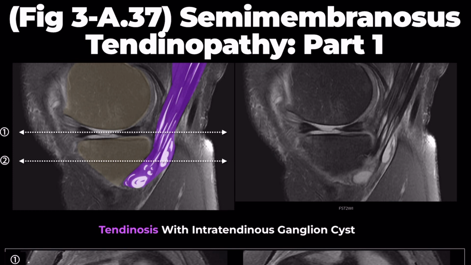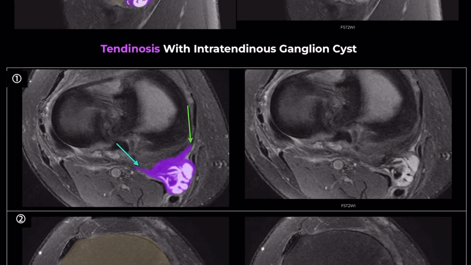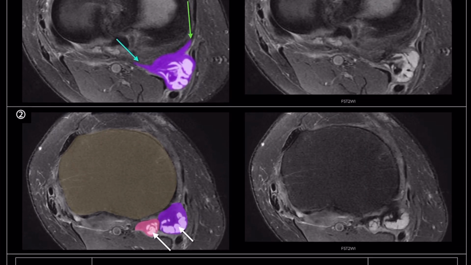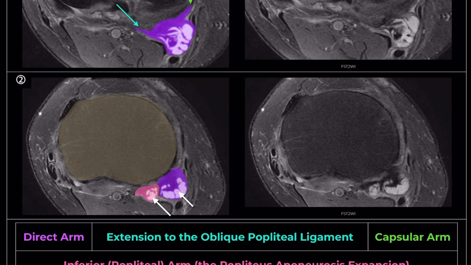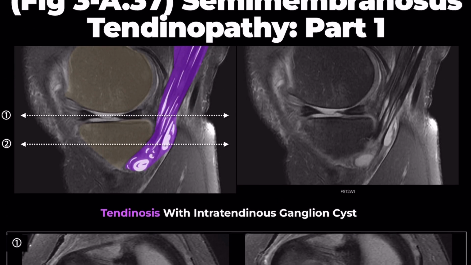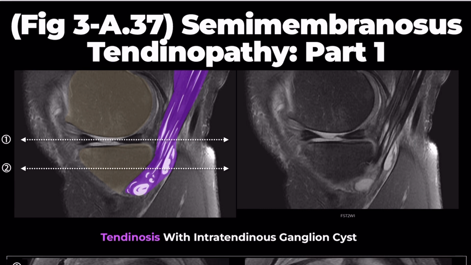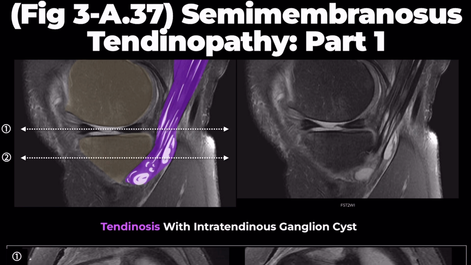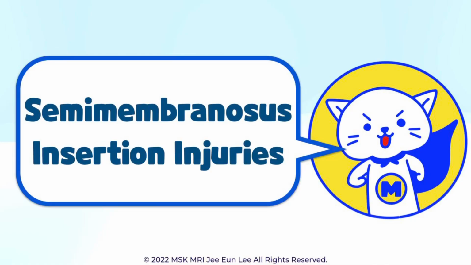Today, we'll be delving into the tendinosis of the distal semimembranosus tendon, specifically focusing on the manifestations of thickening and intratendinous cysts. The distal semimembranosus tendon shows thickening and the presence of intratendinous cysts, which are primarily seen along the direct and inferior popliteal arms. This presentation is indicative of tendinosis and intratendinous cyst formation. Let's explore the implications of these findings in the clinical setting.